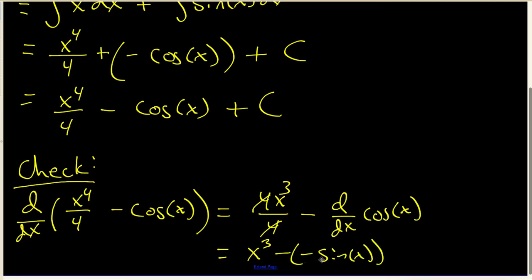And of course, minus a minus turns into being a plus. So we have x cubed plus the sine of x, which was our integrand. And that's how I know that I got this particular problem correct. Well, let's look at a second example.